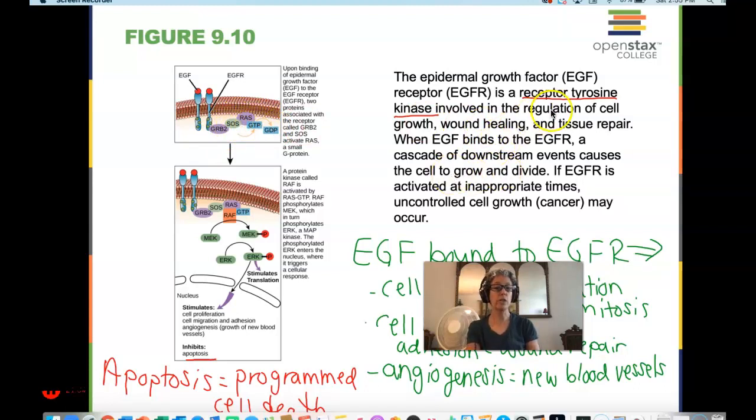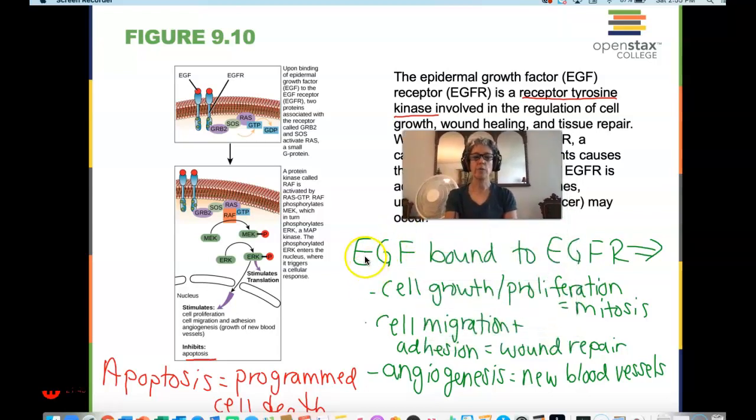So for cell growth, wound healing, tissue repair, you get scratched or cut, when you have some sort of wound that needs to be sealed back up, that is going to trigger your epidermal growth factor to bind and tell that cell and its neighbors to make more until we have repair, and then that signal will stop. If the signal does not release, then we get continual information to the cell to keep dividing, and that can cause tumors.